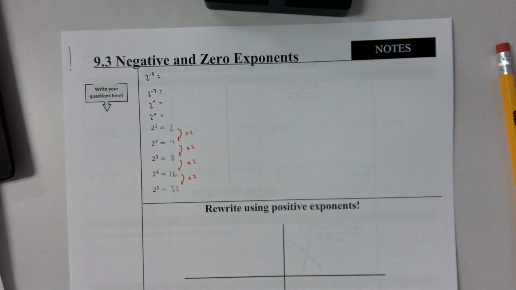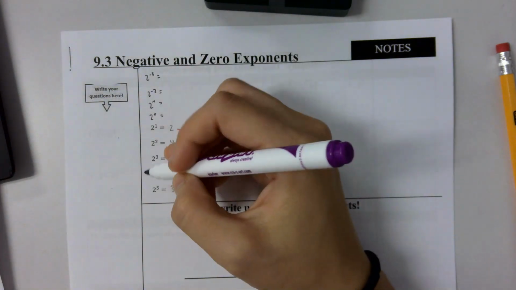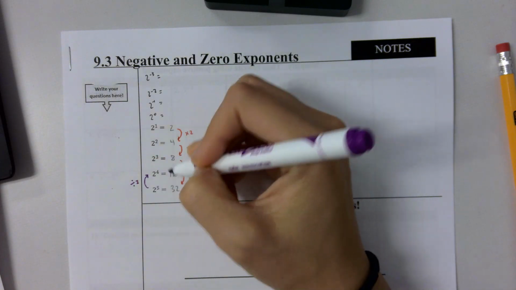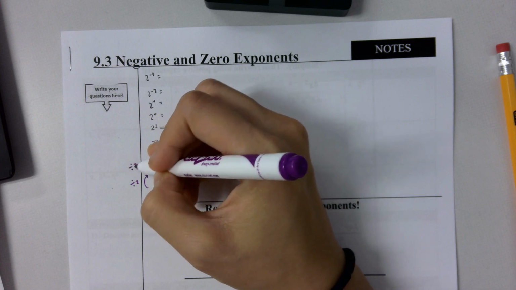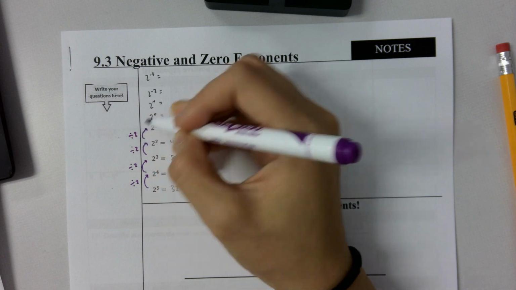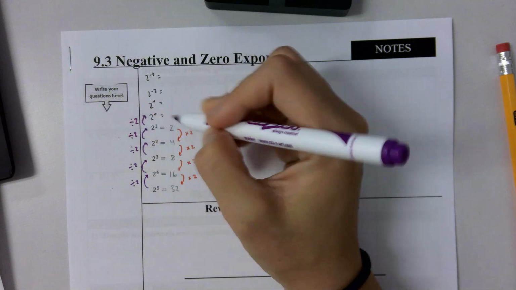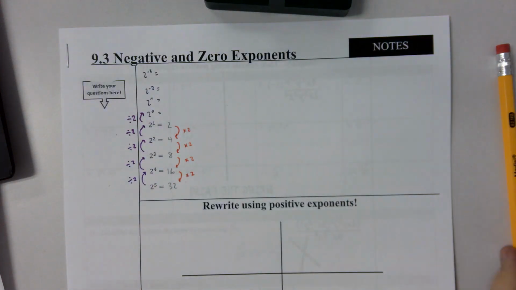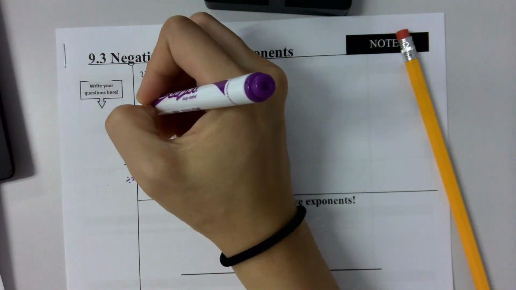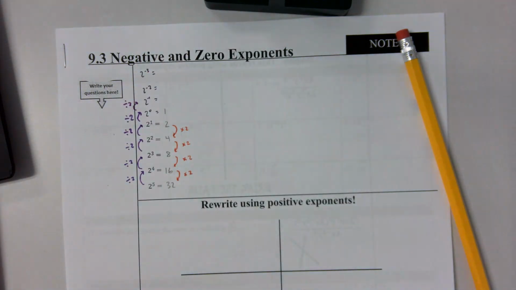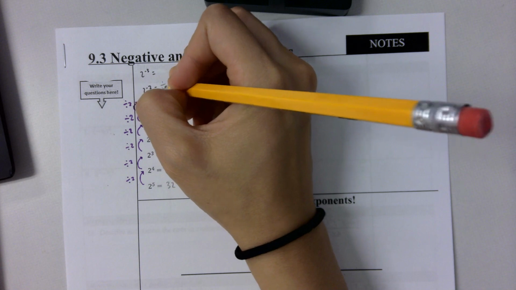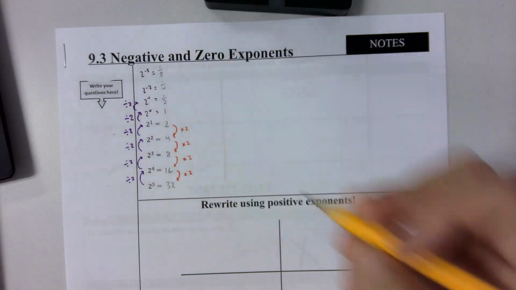So let's figure out the pattern. When we're going down, we're dividing by 2. 32 divided by 2 is 16, divided by 2, divided by 2, divided by 2. So if we do 2 divided by 2, that would give us 1. And then if we divide by 2 again, 1 divided by 2 is 1/2. And if we keep going, we have 1/4 and 1/8.